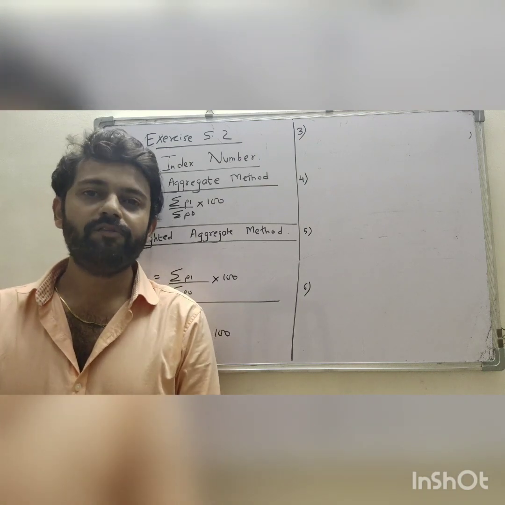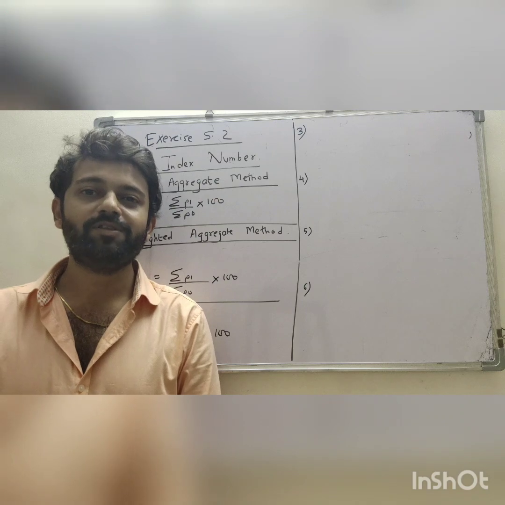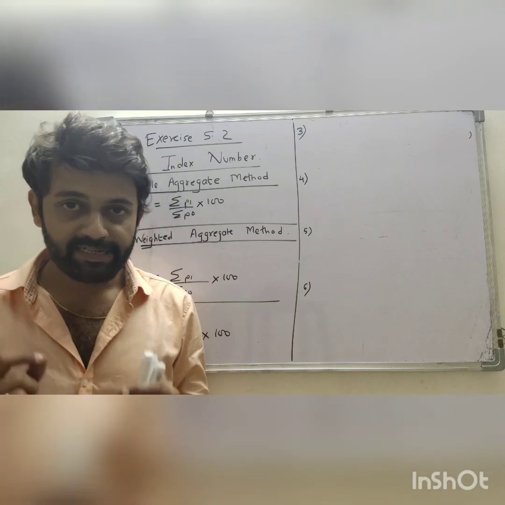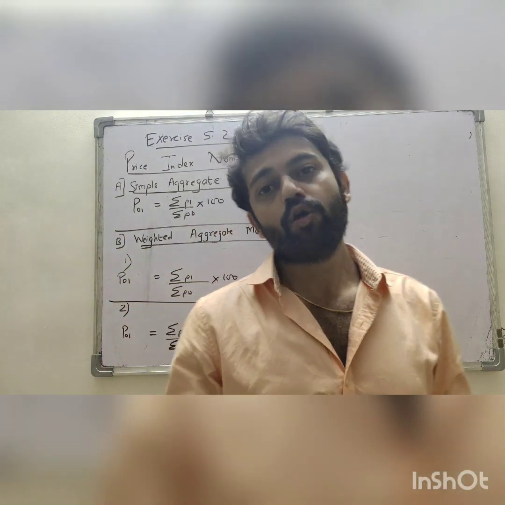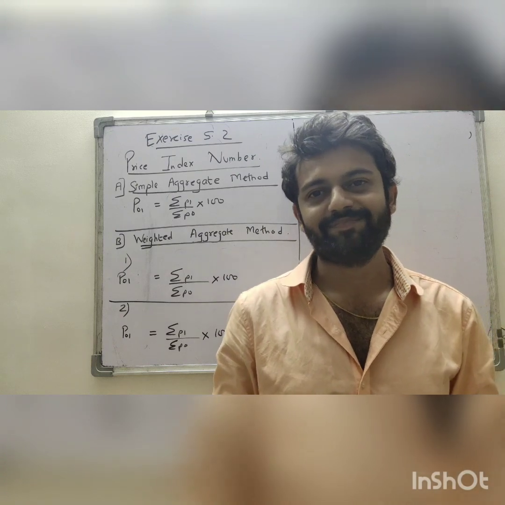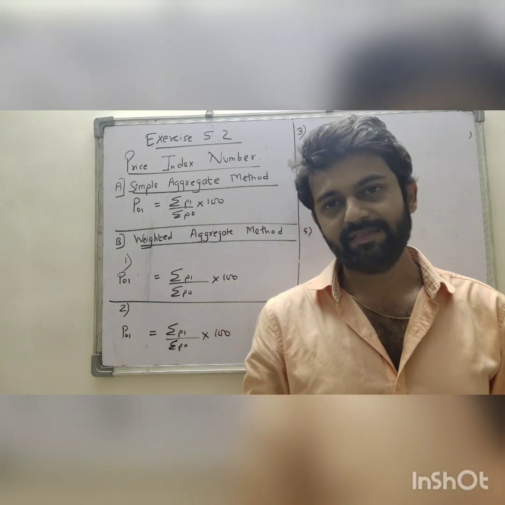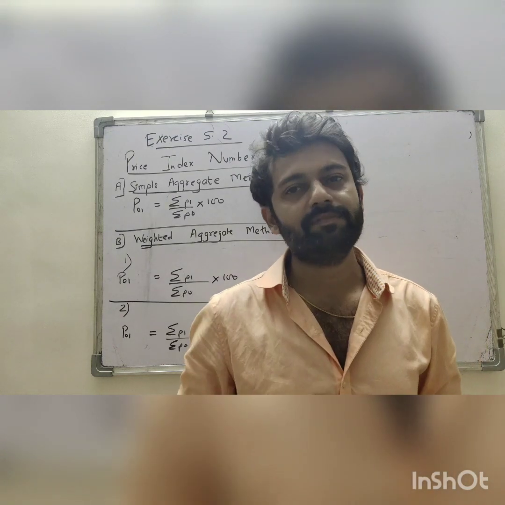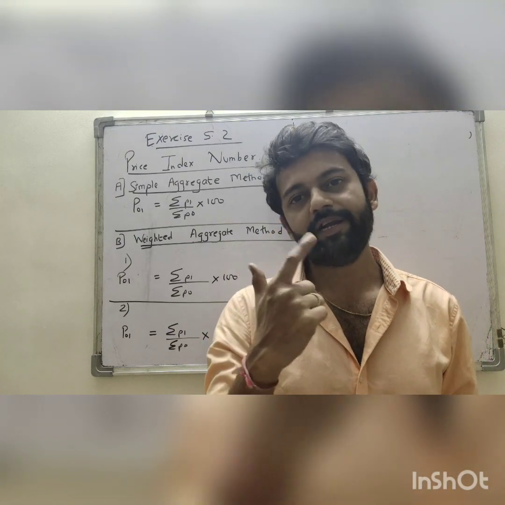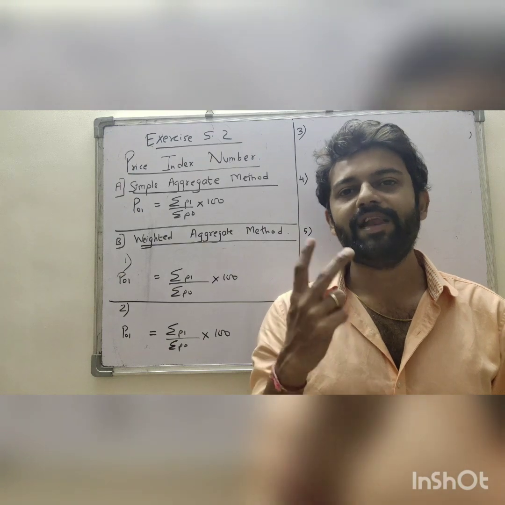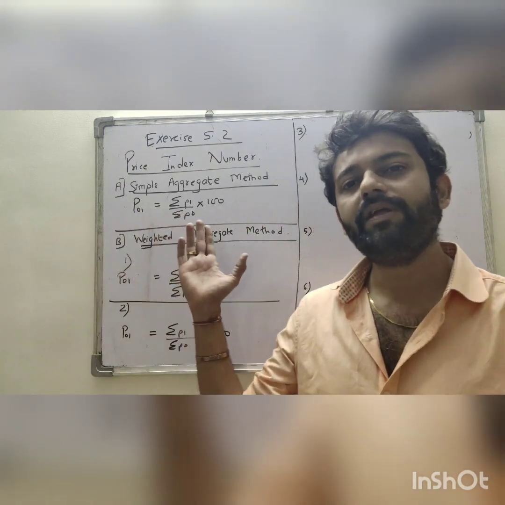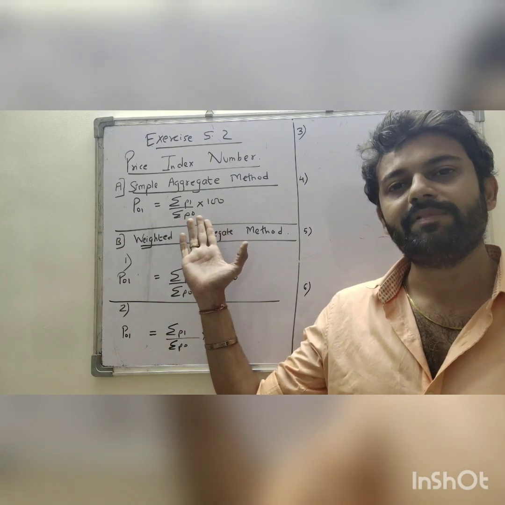Well, in 5.1, we solved sums on 3 types of index numbers: price index number, quantity index number, and value index number. These were the 3 index numbers we studied. Well, today we take on price index number in detail.